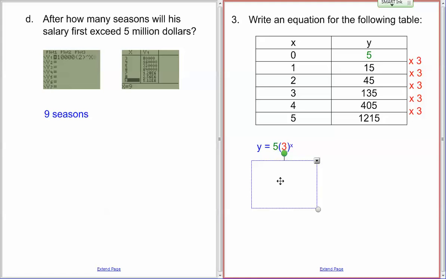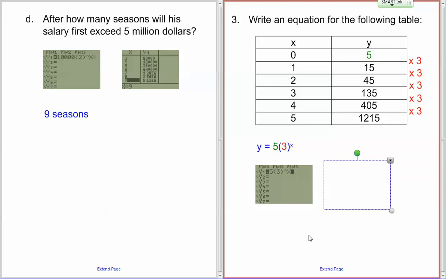I'd be silly not to check this on my calculator, so I type that equation into my calculator, bring up the table, and you can see that this table matches this table. The table in the calculator matches the table that was given to me. 5, 15, 45, 135, 405. There it is. So I know I've got the right equation. That's what that tells me.